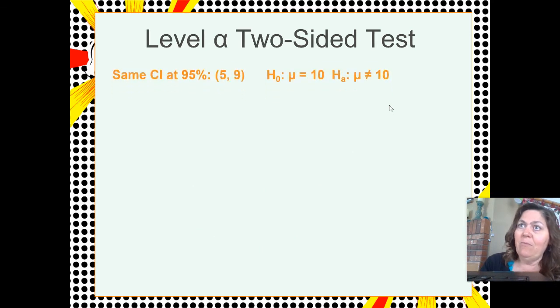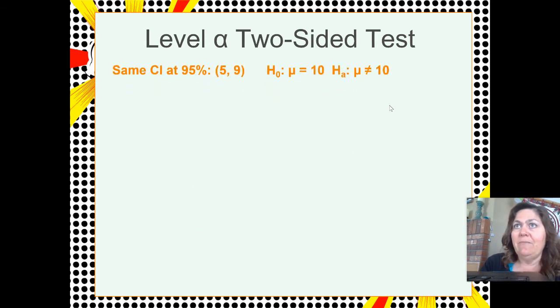So let's go back one more time and look at one just slightly different. Here's your CI of 5 to 9, a 95% CI. We have a claim that the mean is 10. The mean number of games they could win is 10. So if our alternative is, I don't think they'll win 10, but we don't have a direction for it, if it's two-tailed, then the alternative is mu is not equal to 10.